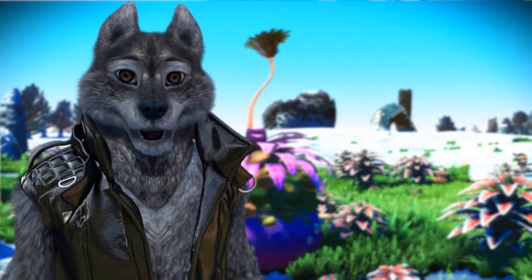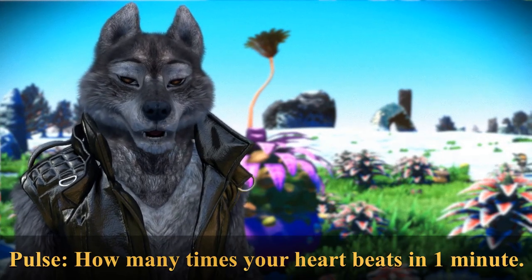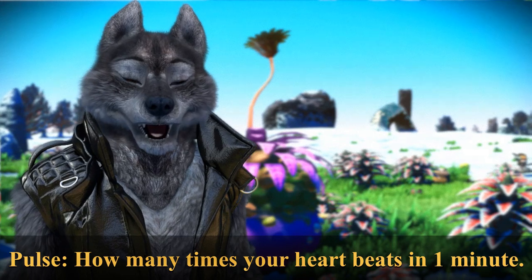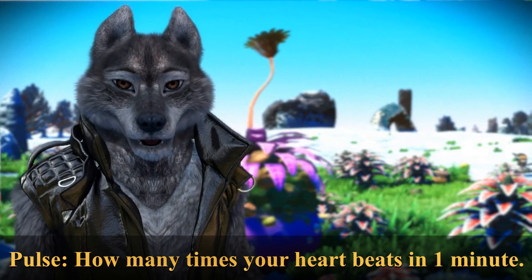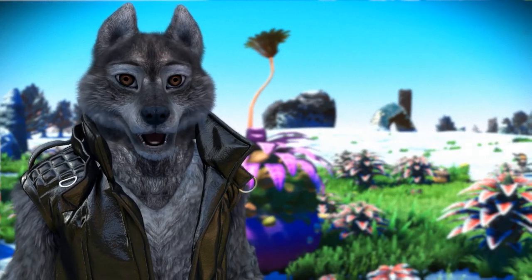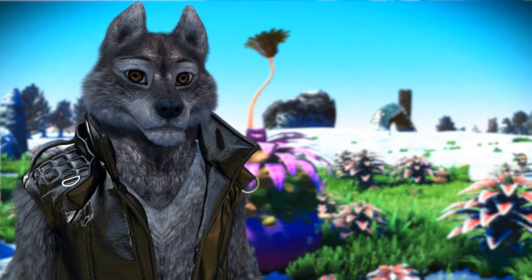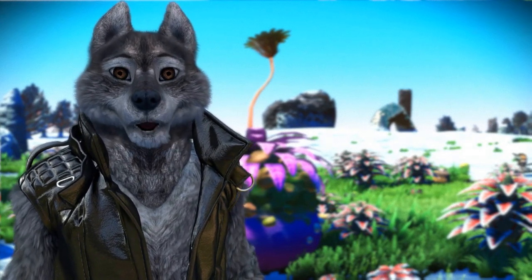Before that, let's talk about what a pulse is. A pulse is how many times your heart beats in 1 minute. You could also say it's your heart rate. If you know someone's pulse, you can get an idea of how hard the cardiorespiratory system is working at the time. We can use this information to estimate the intensity of someone's aerobic exercise. Now, let's take a look at how to do it.